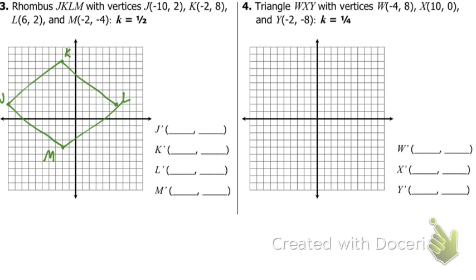So scale factor of 1/2, so multiply everything by half. Negative 5, 1, negative 1, 4, 3, 1, and negative 1, negative 2. How do you divide by 3/4? You multiply by 3 over 4. Dividing by 2 is multiplying by a half. Oh yeah.